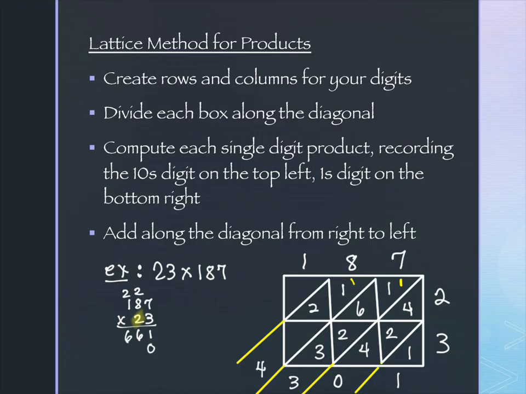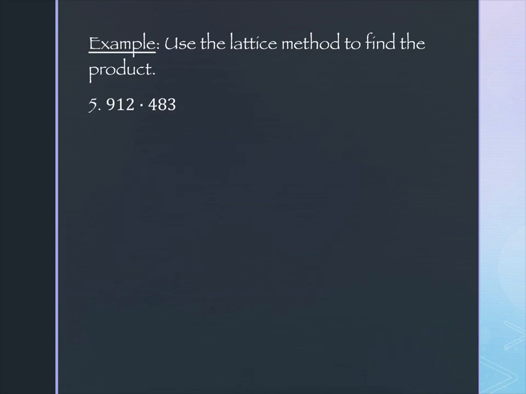And then the answer to the problem is right here. It's 4,301. And how could you check it? With your calculator, right? You grab your calculator and you go 187 times 23, or in reverse, and it will tell you 4,301. Okay, so let's try one more together. A little bit bigger. This one is 912 times 483.